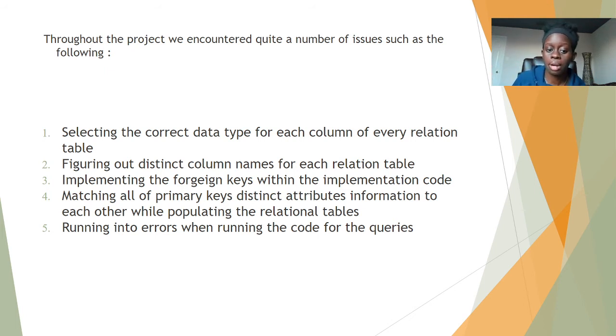So matching all of the primary keys and distinct attributes information to each other while populating the relational tables. So let's say the workout ID was a foreign key in one of the other ones. We had to make sure the data matched exactly. Like if the workout ID was 111, it would have to be 111 in another relational table.